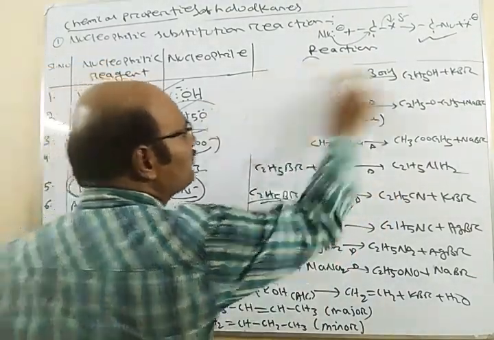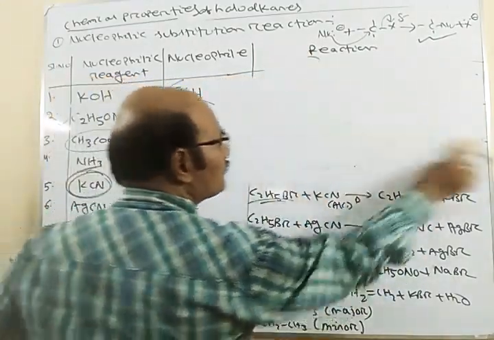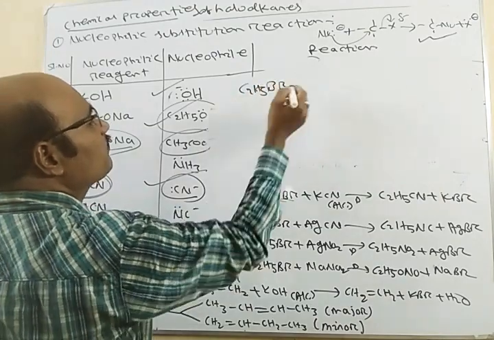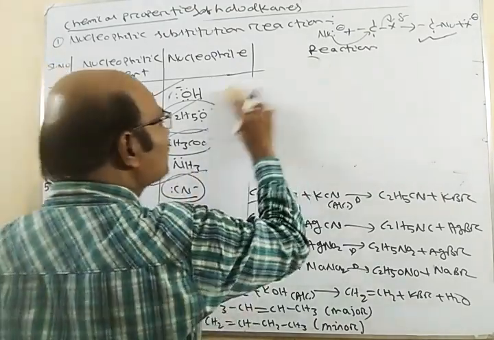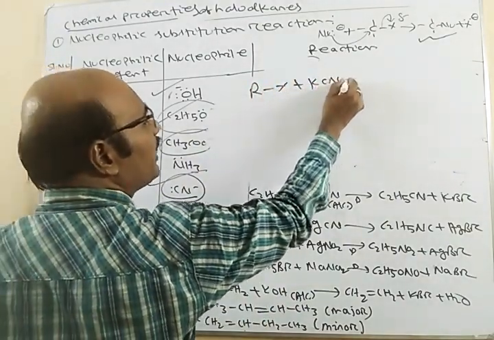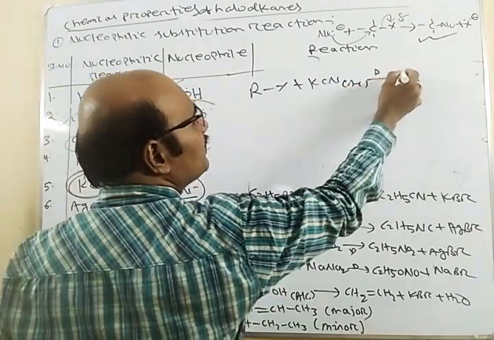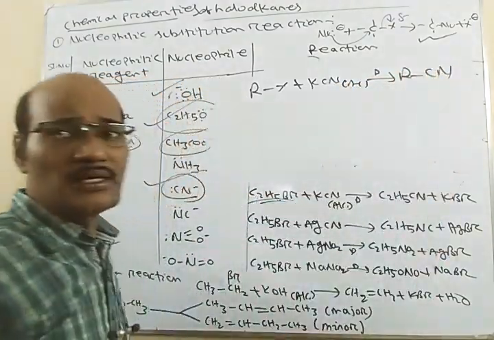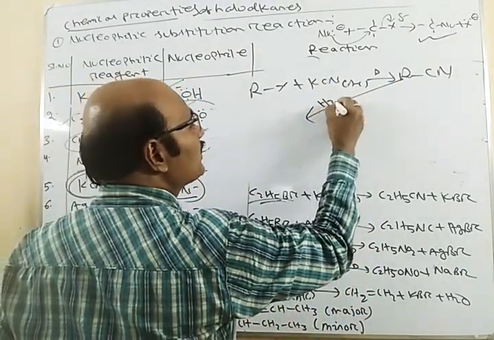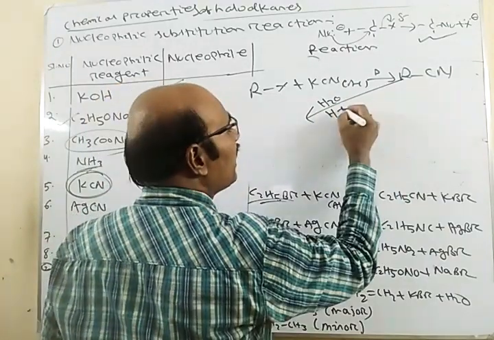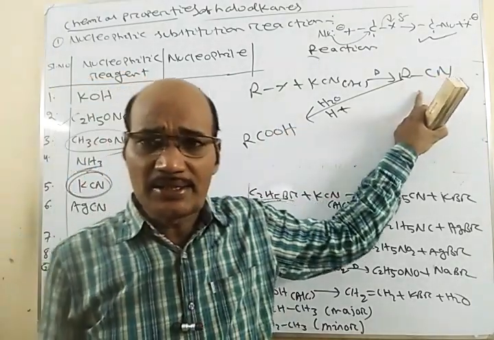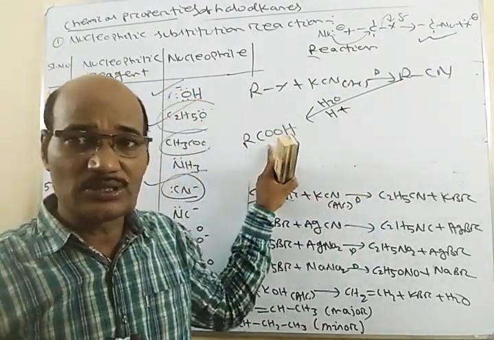So when I have RX, or if I take C2H5Br, RX plus alcoholic KCN on heating, I am getting RCN. Now from this RCN, if I go for acidic hydrolysis, I will get RCOOH. So this cyanide can be converted to a carboxylic acid.